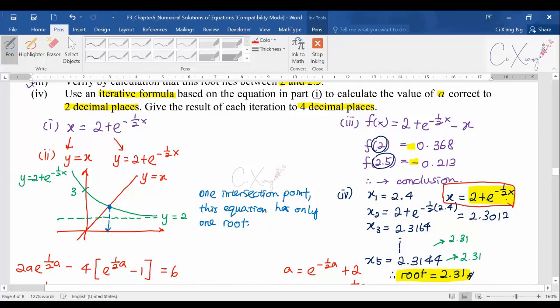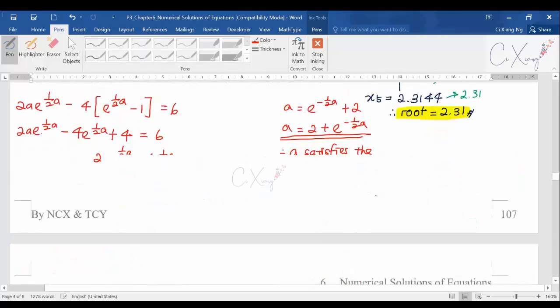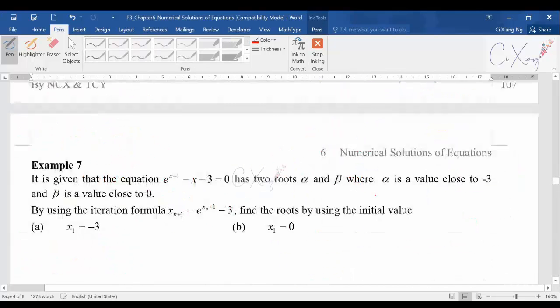Alright, so I hope that there's no problem for this example. This is a complete example that involves all the methods. You can see that they ask you to do the graph, they ask you to do the sign change, and finally they ask you to do the iteration formula. If you have any question about all the small parts here, like integration and everything, then you have to spend some time to go back and do some simple revision on all the previous chapters. Alright, so let's proceed further for another example for this video.